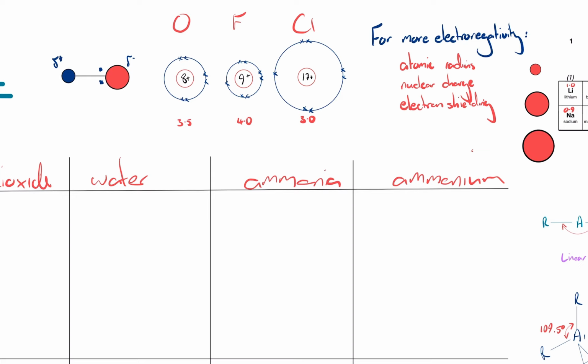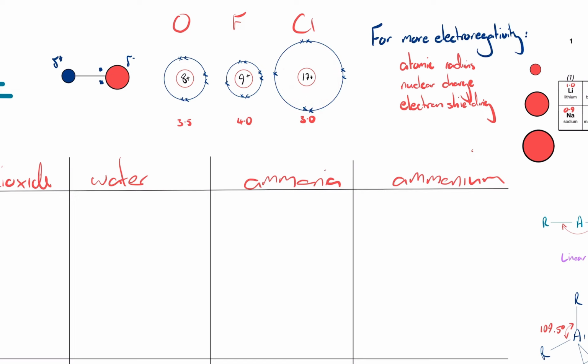Now if we move along to chlorine, which then drops to 3.0, you can see we've got many more protons, but the atomic radius is much bigger because we've got this extra shell of electrons. And also the electron shielding will therefore be greater as well.